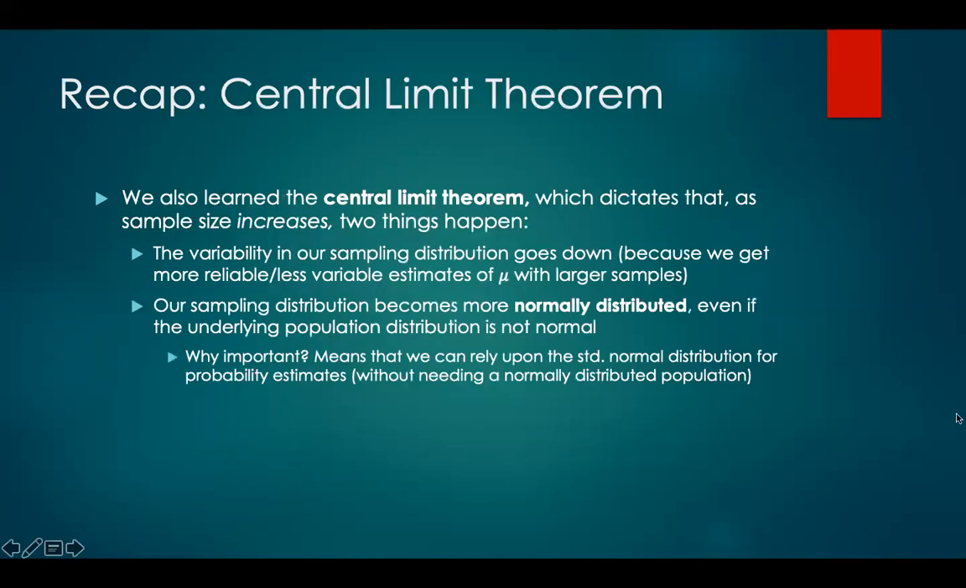Now, we also learned the central limit theorem, which dictates that as sample size increases, two things happen. One, the variability in our sampling distribution goes down because we get more reliable and less variable estimates of the population mean, or mu, with larger samples. And further, our sampling distribution becomes more normally distributed, even if the underlying population distribution is not normal. Now, why is this important? Well, it means that we can rely upon the standard normal distribution for probability estimates without needing a normally distributed population, because these issues of normality work themselves out with larger sample sizes.